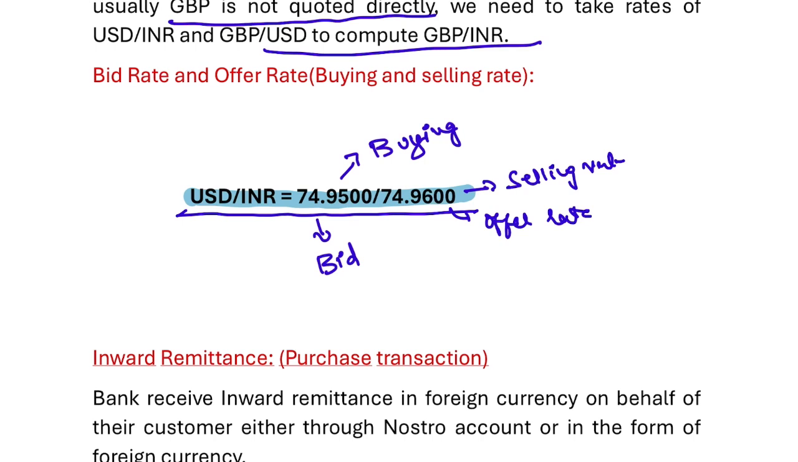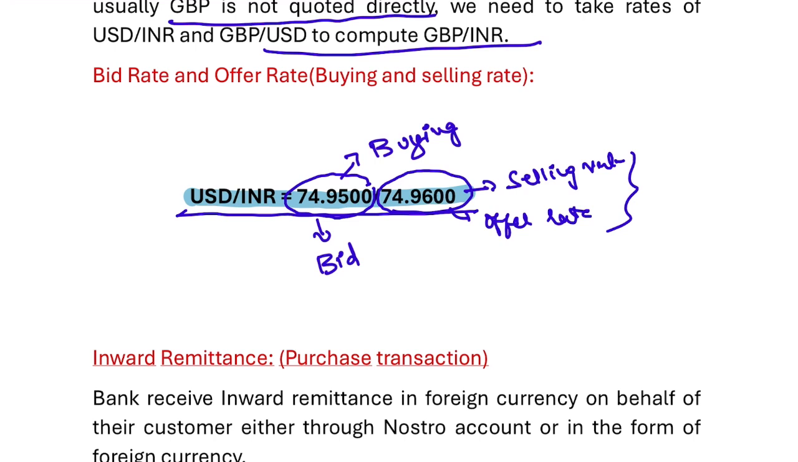Got it? And this is called bid rate. This is called offer rate. Bid rate is nothing but the bank is bidding. Offer rate is nothing but the bank is giving you an offer. If you are clear on this, only then can we understand the numericals. Got it? What is bid rate and what is offer rate? Buying rate and bid rate are the same. Offer rate and selling rate are the same.